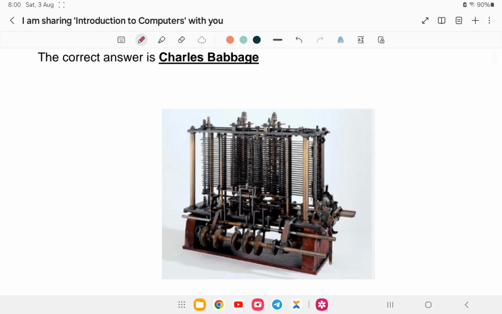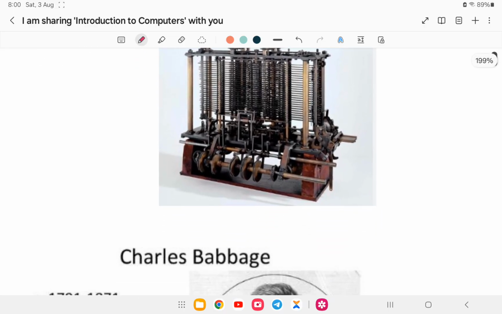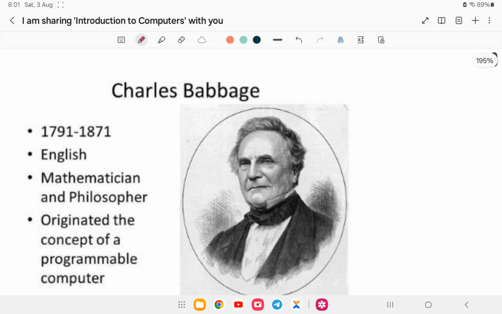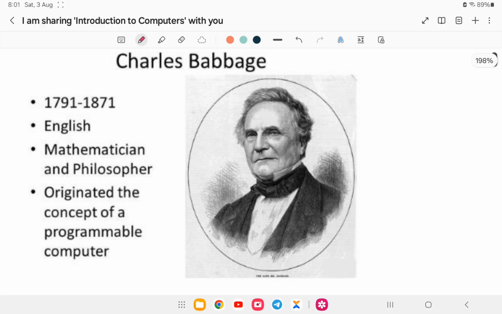So Charles Babbage built this analytical machine, you can see in the PPT. If we see who Charles Babbage is, he was born in England in 1791, and he was a mathematician and philosopher and originated the concept of the programmable computer. So I hope you understood this. Let us go to the next question.